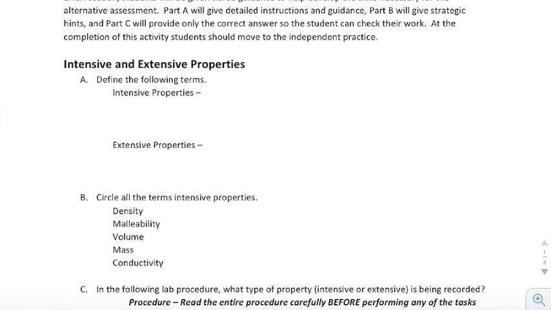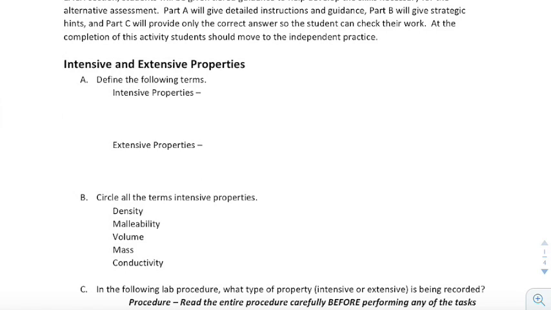Welcome to the Unit 2 Test Remediation Guided Practice for Unit 2 in Pre-AP Chemistry, or excuse me, in Honors Chemistry. The first thing that we want to do is look at some terms. We want to define the following terms, and the first thing that we have is intensive properties and extensive properties, and they're very similar to one another.